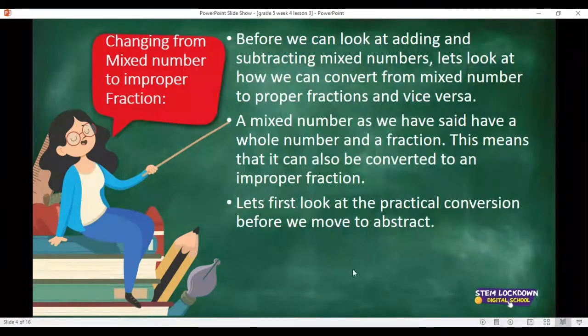And then looking at changing from mixed number to improper fraction. Before we can look at adding and subtracting mixed numbers, we have to look at how we can convert from mixed numbers to improper fractions, and vice versa. A mixed number, as we have said, has a whole number and a fraction. This means that it can also be converted to an improper fraction. So let's first look at the practical conversion before we move to the abstract one. Abstract, let me explain what abstract means.